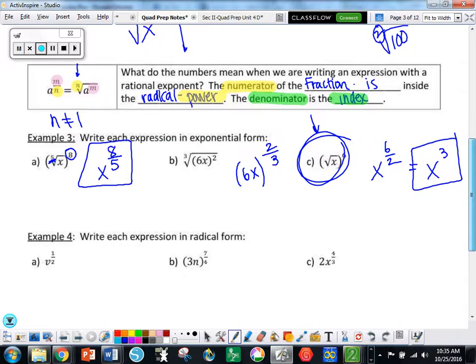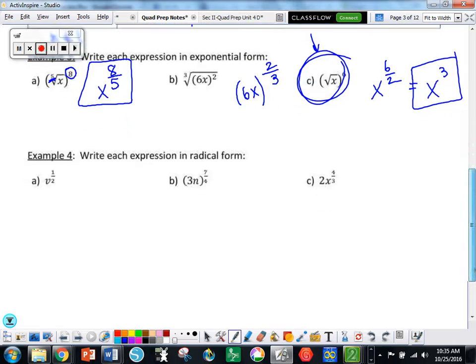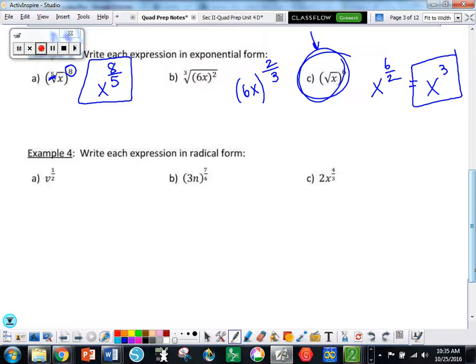Okay, now let's go backwards. Let's take the exponent and write it in radical form. So looking at part A, d is on the inside. You could write this 2 different ways really quick. Notice how the 8 was on the outside here, but was inside the radical there. It doesn't matter. It can either be inside the radical or outside.